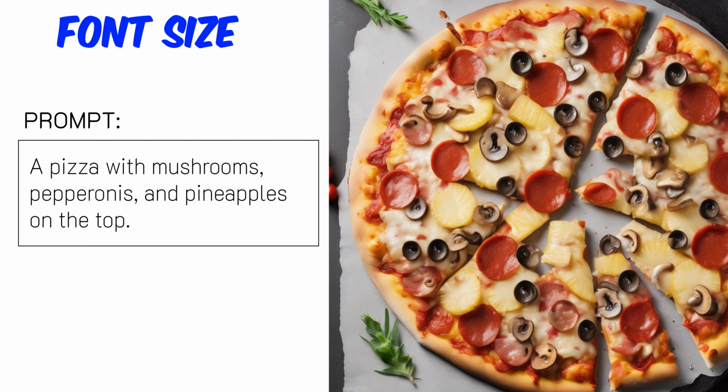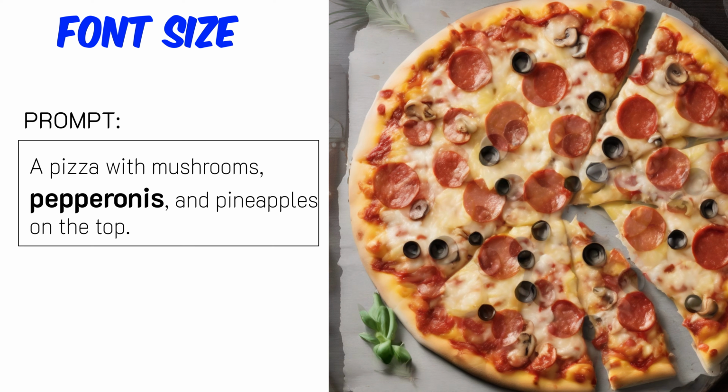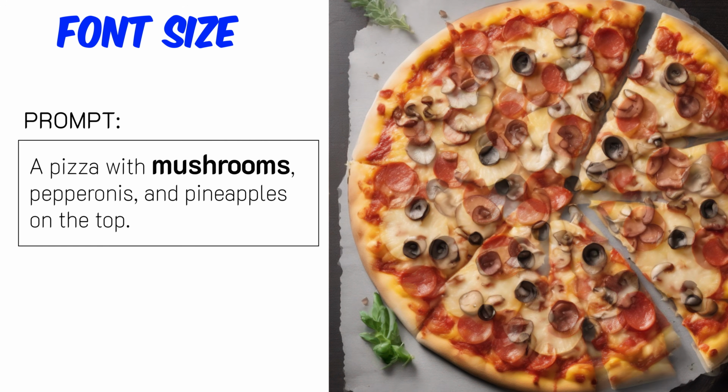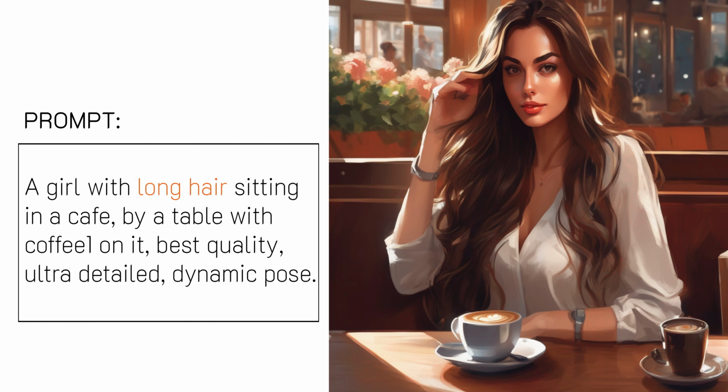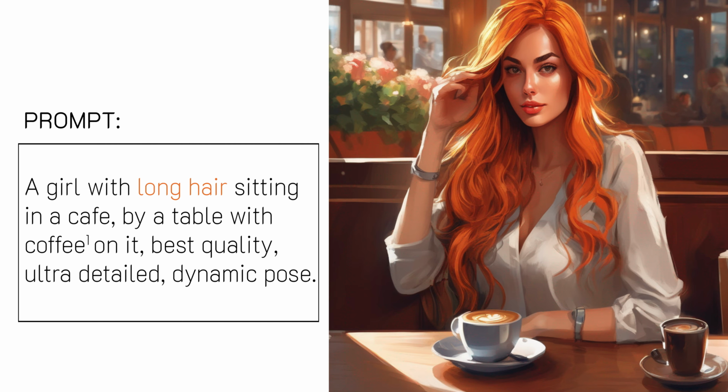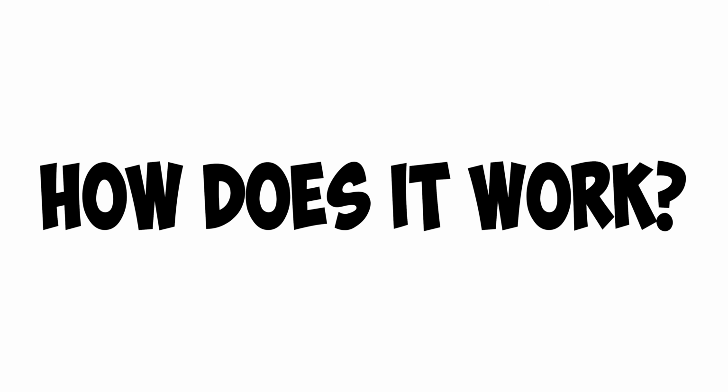For example, we can piss off an Italian by adding more pineapples on the pizza, or add more pepperonis or mushrooms. We can compose any rich text together. Change the hair color and give your coffee cups a stylish design. But how does it work?